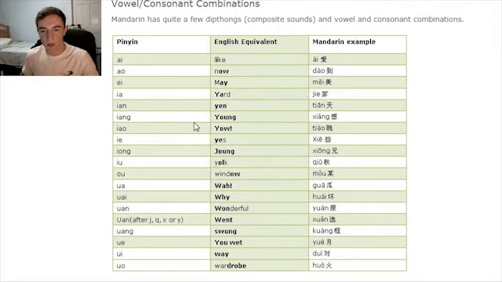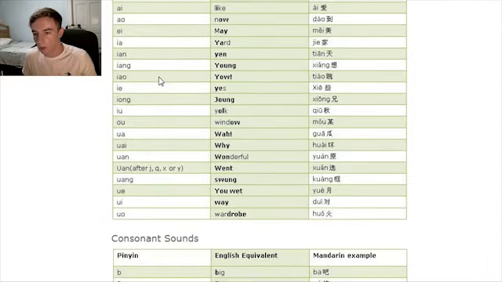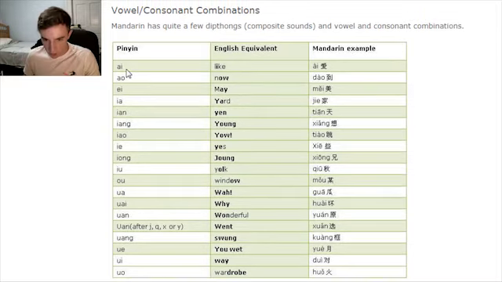Now for vowel and consonant combinations. So whenever two vowels are together, that's normally referred to as a diphthong. So that is what we're going to be working with here. First thing, we got I. AI is I. AO is ow. EI is A. IA is ya. IAN. And of course, you guys can use these for reference as we move through, but I'm just going to say it as I said. IAN is yen, yen. IANG is yang, yang.